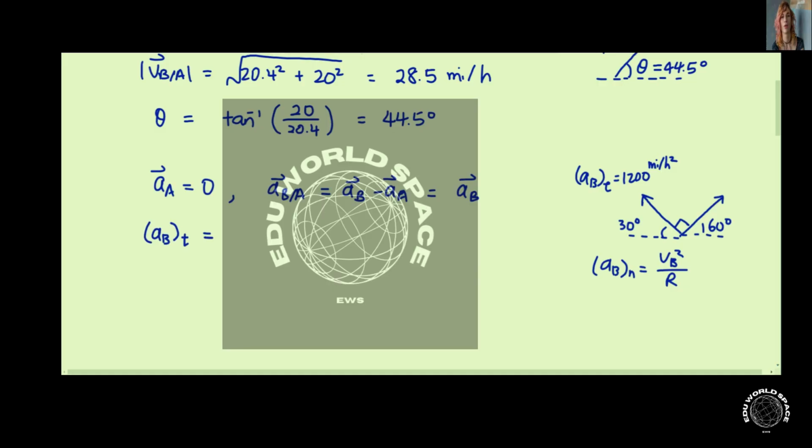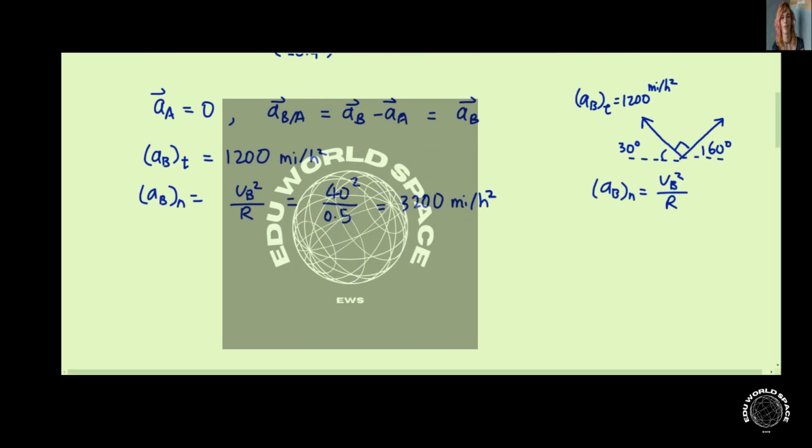Just write down the magnitudes. The normal component is v_B squared over R. v_B is 40 miles per hour squared, and then you divide by 0.5, you get 3,200 miles per hour squared. So using this diagram, we can write down the acceleration of B in vector form.